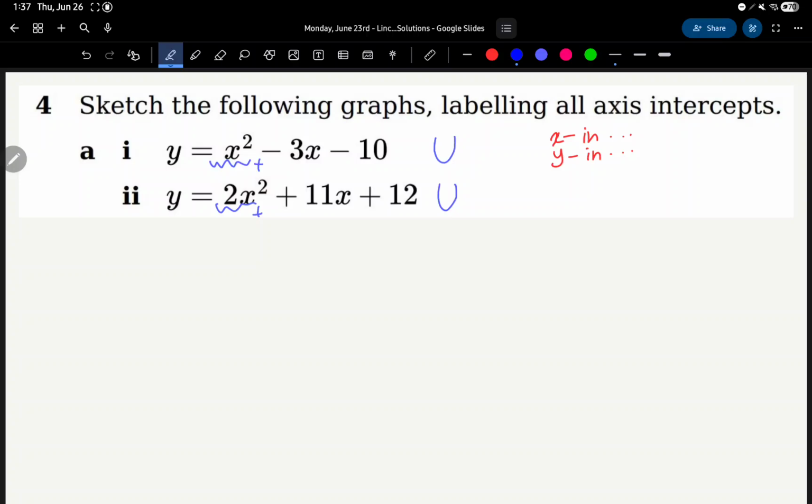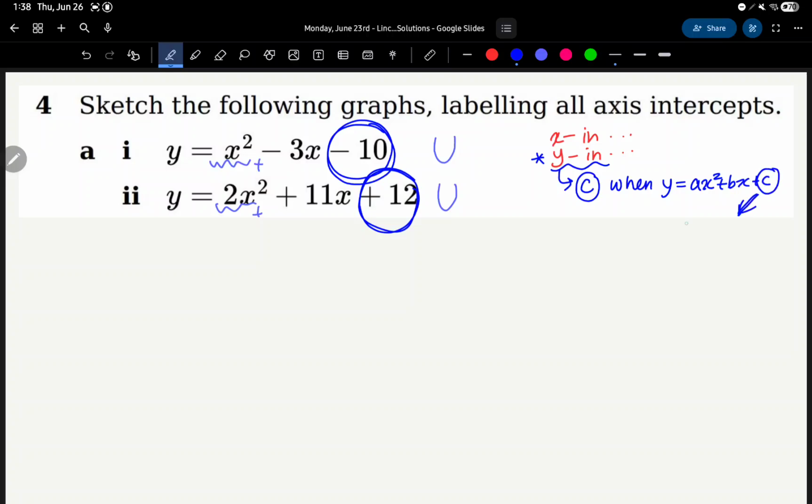So I'm going to have to factorize it. But just so you know, as we talked about before, the y-intercept is much easier to get because why? When it's in the form of y equals ax squared plus bx plus c, the constant is equal to the y-coordinate of the y-intercept.